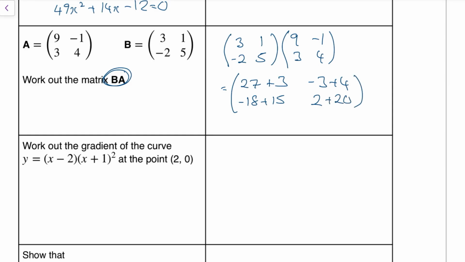And then let's tidy this up. I'm going to write my final answer here. So 27 plus 3 is 30. Minus 3 plus 4 is 1. Minus 18 plus 15 is minus 3. And 20 plus 2 is 22. So that is my final answer.